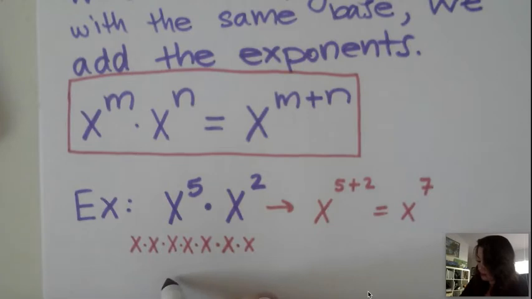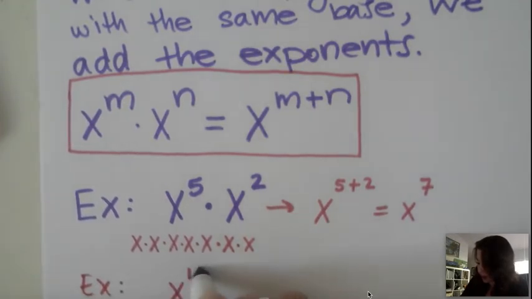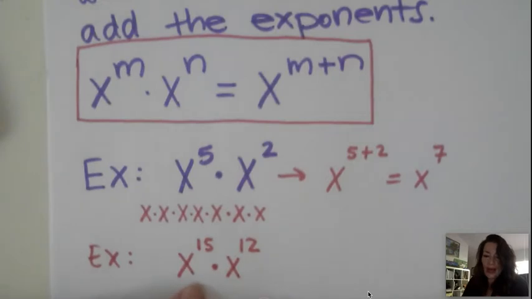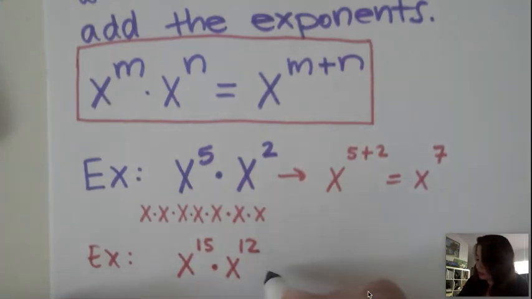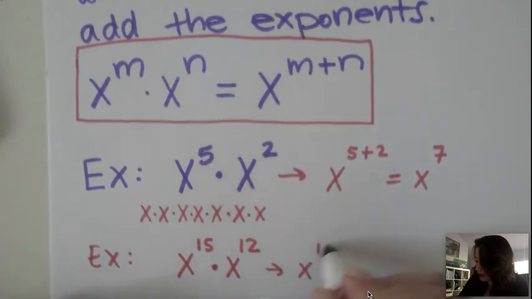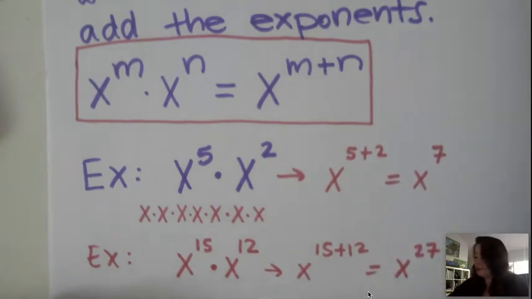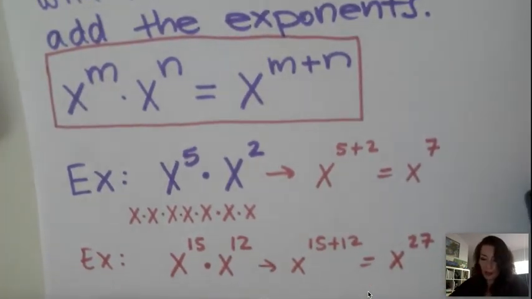For example, if I had x raised to the 15th power times another x raised to the 12th power, I wouldn't want to write out all these x's and then combine them all. So we can use the property and just state that x to the 15 plus 12 is x to the 27. Now, this is basically the product property.